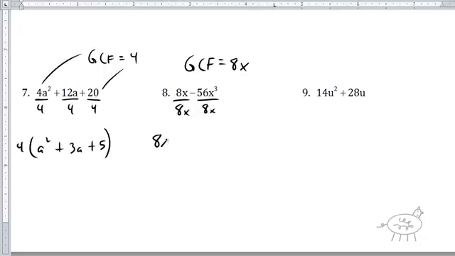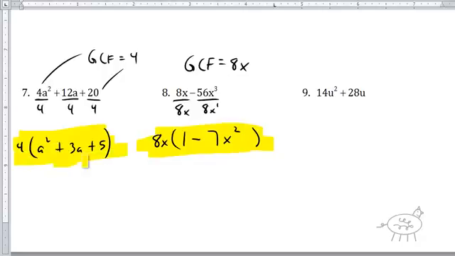So I get 8x on the outside of the parentheses. On the inside, 8x divided by 8x actually is just 1, cancels out. Minus 56 divided by 8 is 7. And then x cubed over x to the first is x squared. Okay, it looks a little complicated, but that's your answer. Okay, that's this guy right here too.